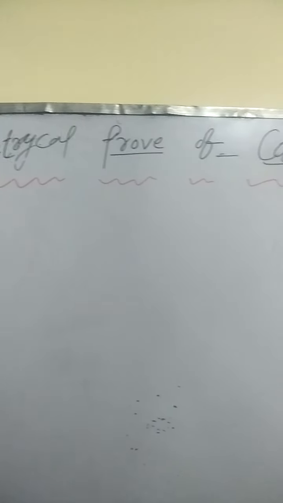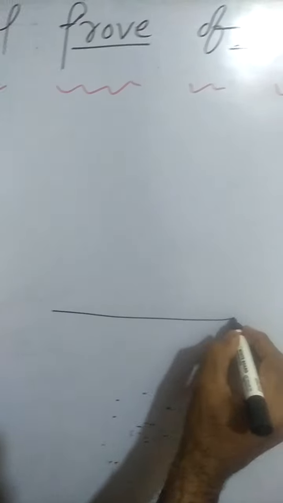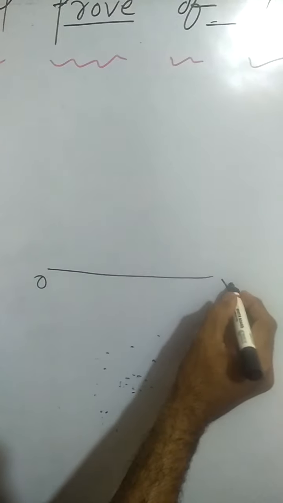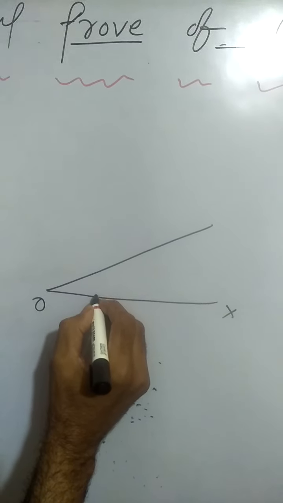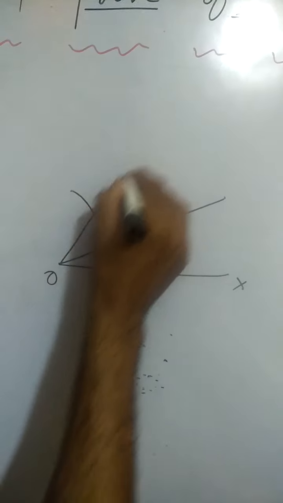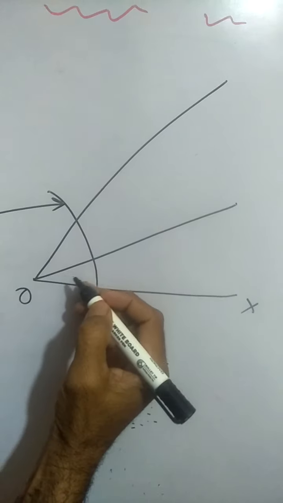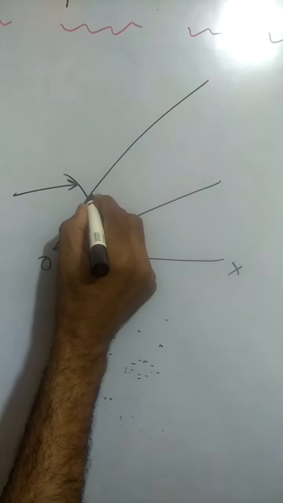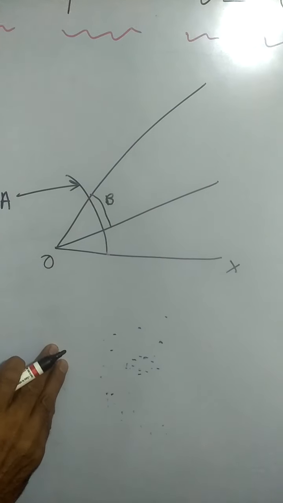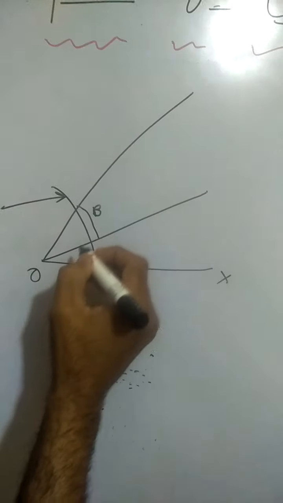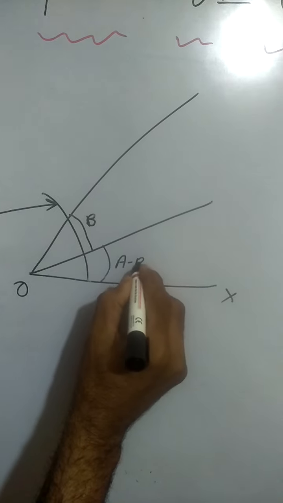We will show the geometrical proof of cos(A minus B). Let this be the horizontal line OX, and this angle is equal to A. The whole angle is equal to A, and this angle is equal to B. This is A, this is B. Next, this angle becomes A minus B.